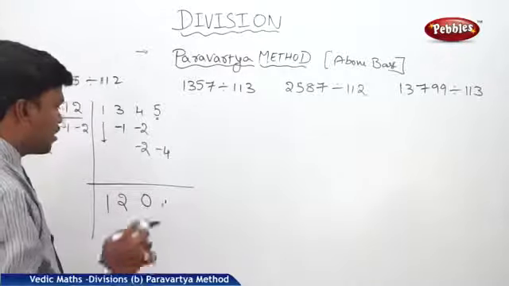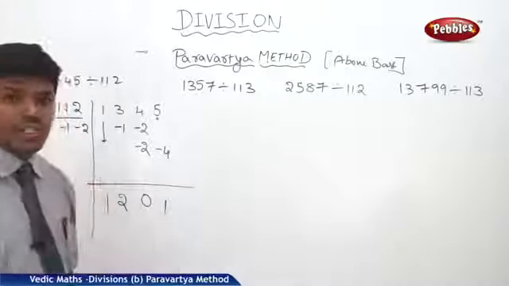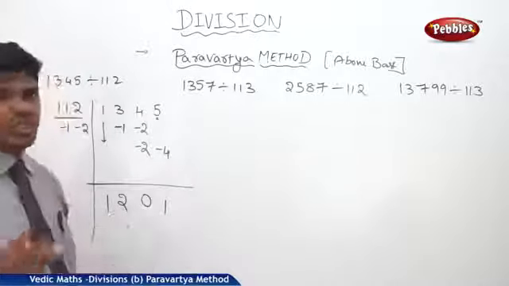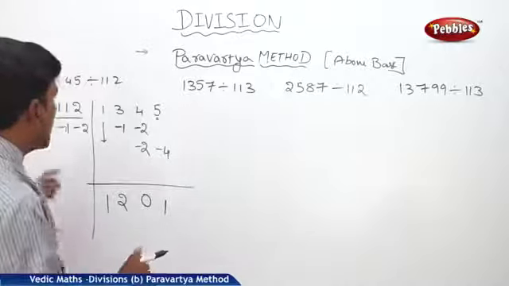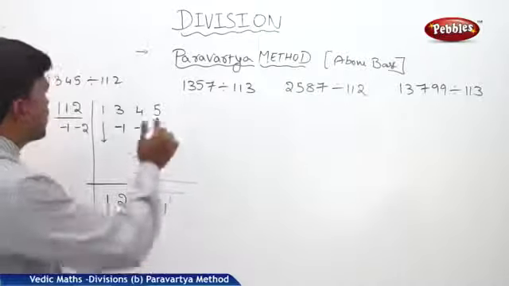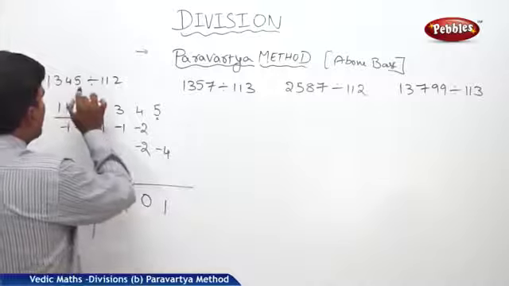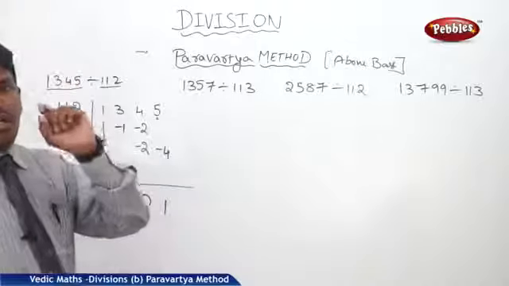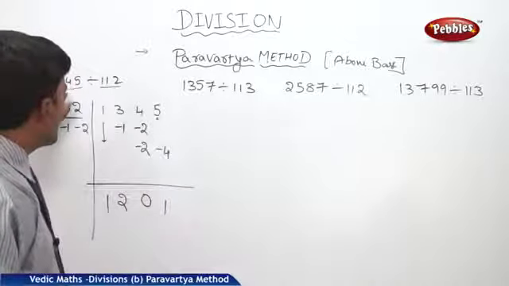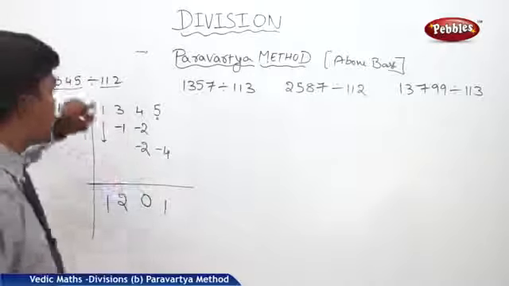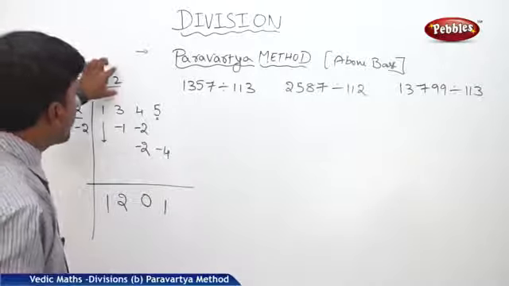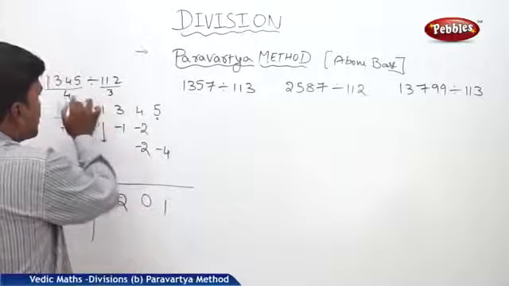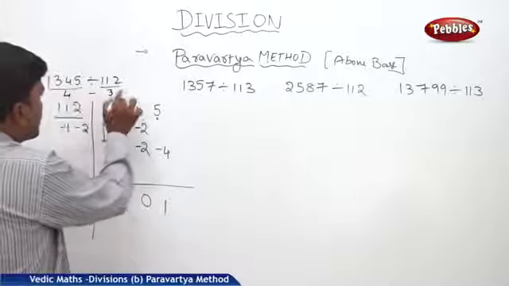But in this one, we have to find out which are the quotient digits and which are the remainder digits. To get the quotient digits, take the difference of the number of digits in the dividend and the number of digits in the divisor. Here in the dividend we have 4 digits, and in the divisor we have 3 digits. What is the difference between 4 and 3? It is 1.